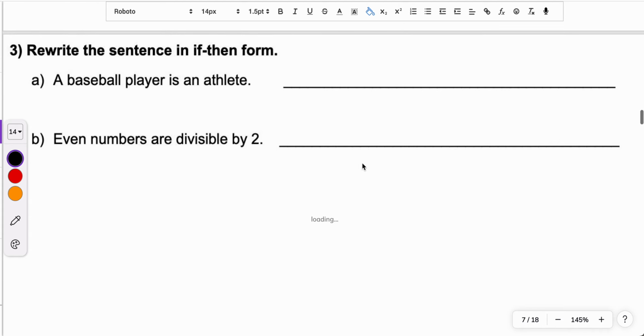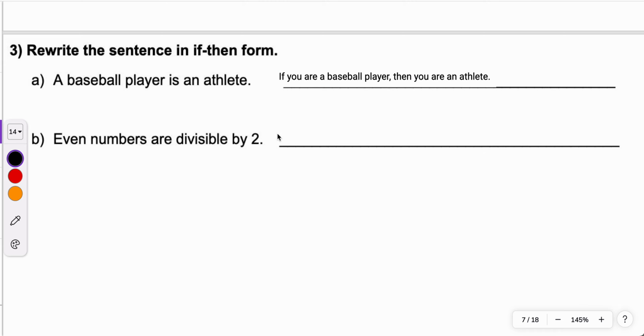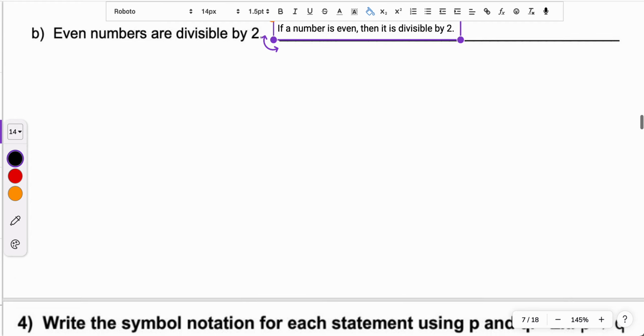Number 3, rewrite the sentence in if-then form. So, if you are a baseball player, then you are an athlete. And then even numbers are divisible by 2. If a number is even, then it is divisible by 2.